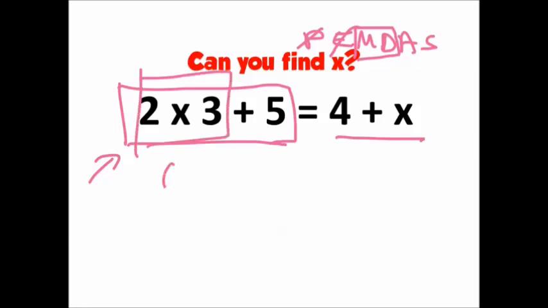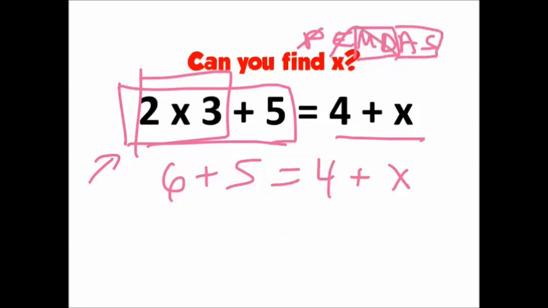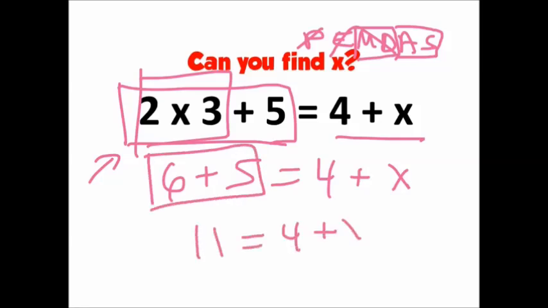So 2 times 3 is 6, and I'm going to copy everything else down. So I have 6 plus 5 equals 4 plus x. I can still simplify this further. I don't have any more multiplication or division, but I do have some addition. So I just add these. I have 11 equals 4 plus x. Now we're back to where we were before.